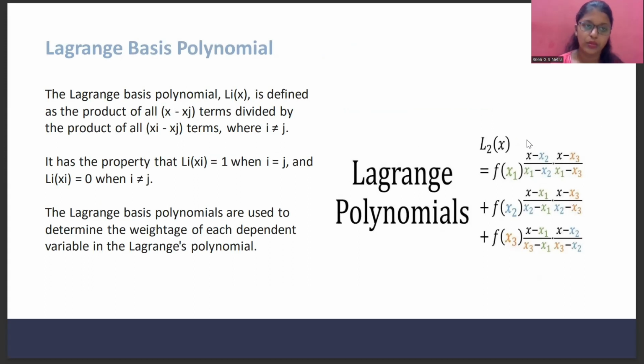Lagrange's basis polynomial. The Lagrange's basis polynomial Li(x) is defined as the product of all (x minus xj) terms divided by the product of all (xi minus xj) terms, where i is not equal to j. It has the property that Li(xi) is equal to 1 when i is equal to j, and Li(xj) is equal to 0 when i is not equal to j. The Lagrange's basis polynomials are used to determine the weightage of each dependent variable in the Lagrange's polynomial.